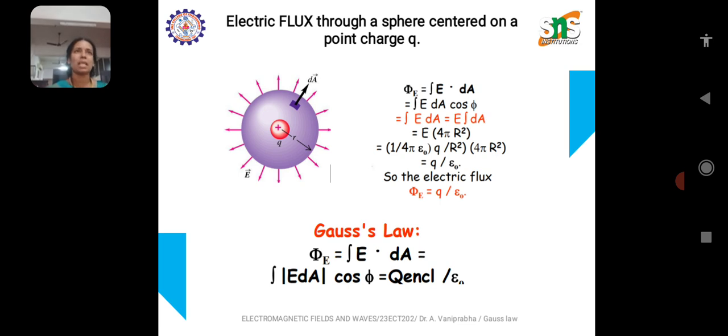The next step is 1 by 4 pi epsilon naught times q by r square, into 4 pi r square. Both get cancelled. The answer is q by epsilon naught. Therefore, the electric flux phi E is equal to q by epsilon naught. Therefore, the Gauss law can be defined as phi E is equal to the integral of E dot dA, which is equal to q enclosed by epsilon naught.